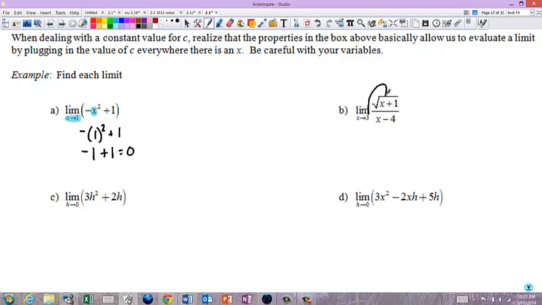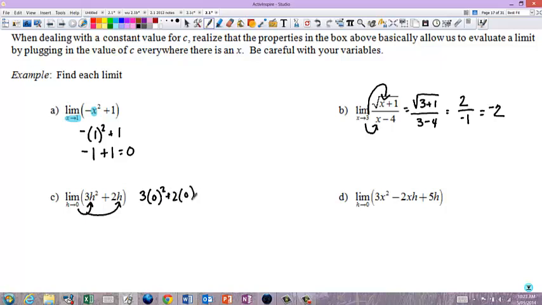We plug the 3 in everywhere there's an x. So it'd be the square root of 3 plus 1 over 3 minus 4. The square root of 3 plus 1 is the square root of 4, which is 2. 3 minus 4 is negative 1, so it's negative 2. As h goes to 0, we plug the 0 in where the h is. So it'll be 3 times 0 squared plus 2 times 0. 0 squared is 0. Times 3 is 0, plus 0 is 0.